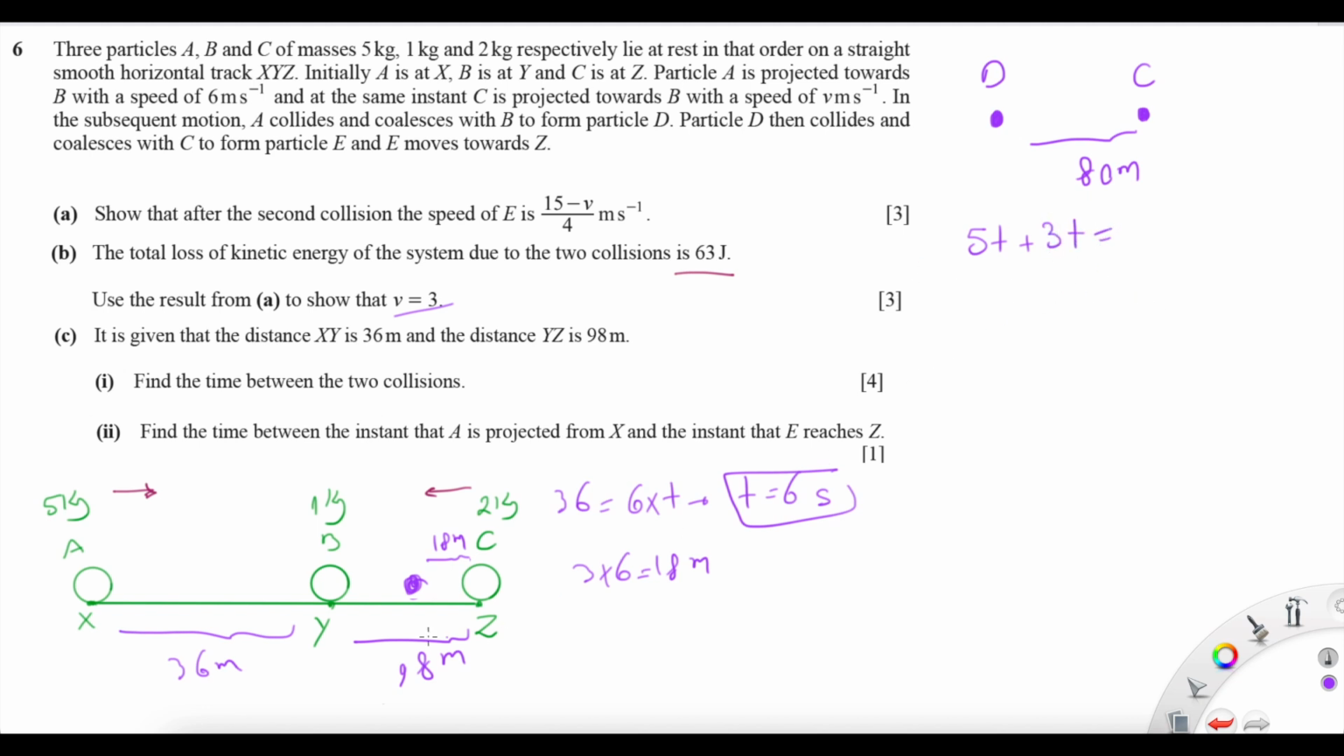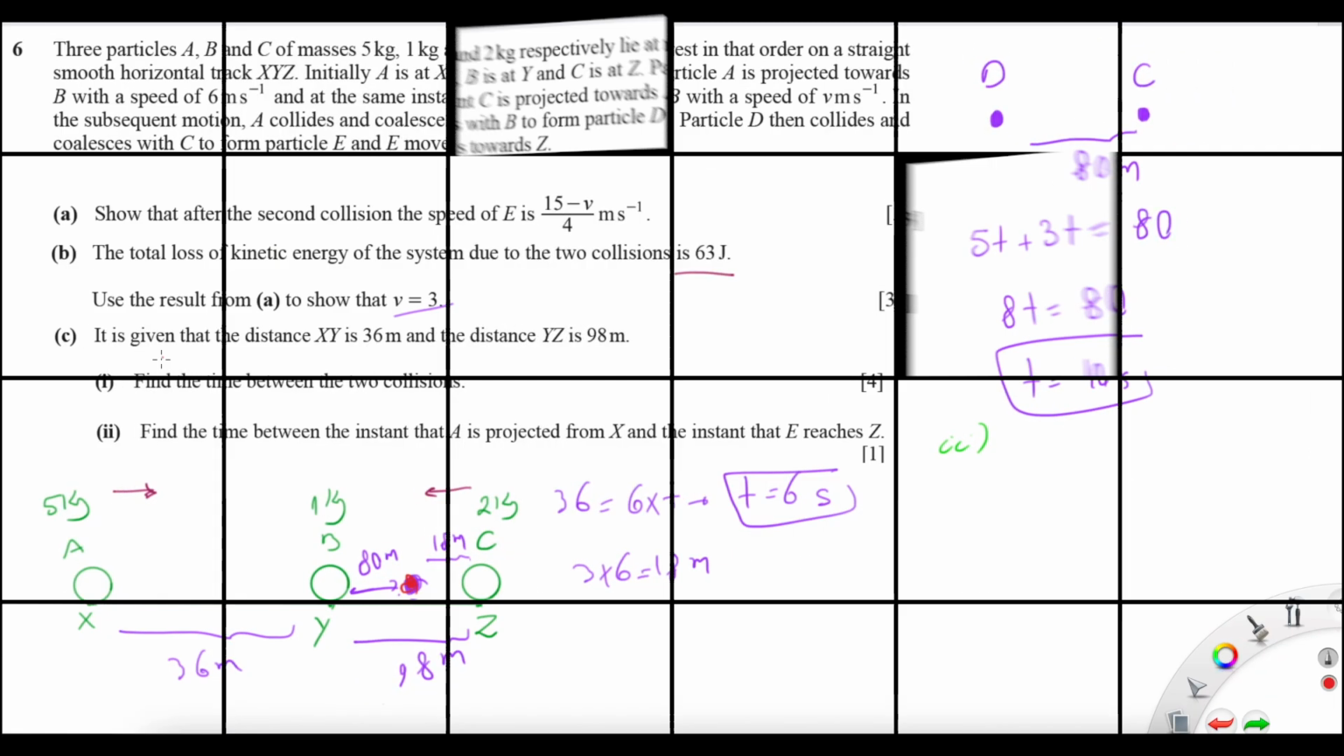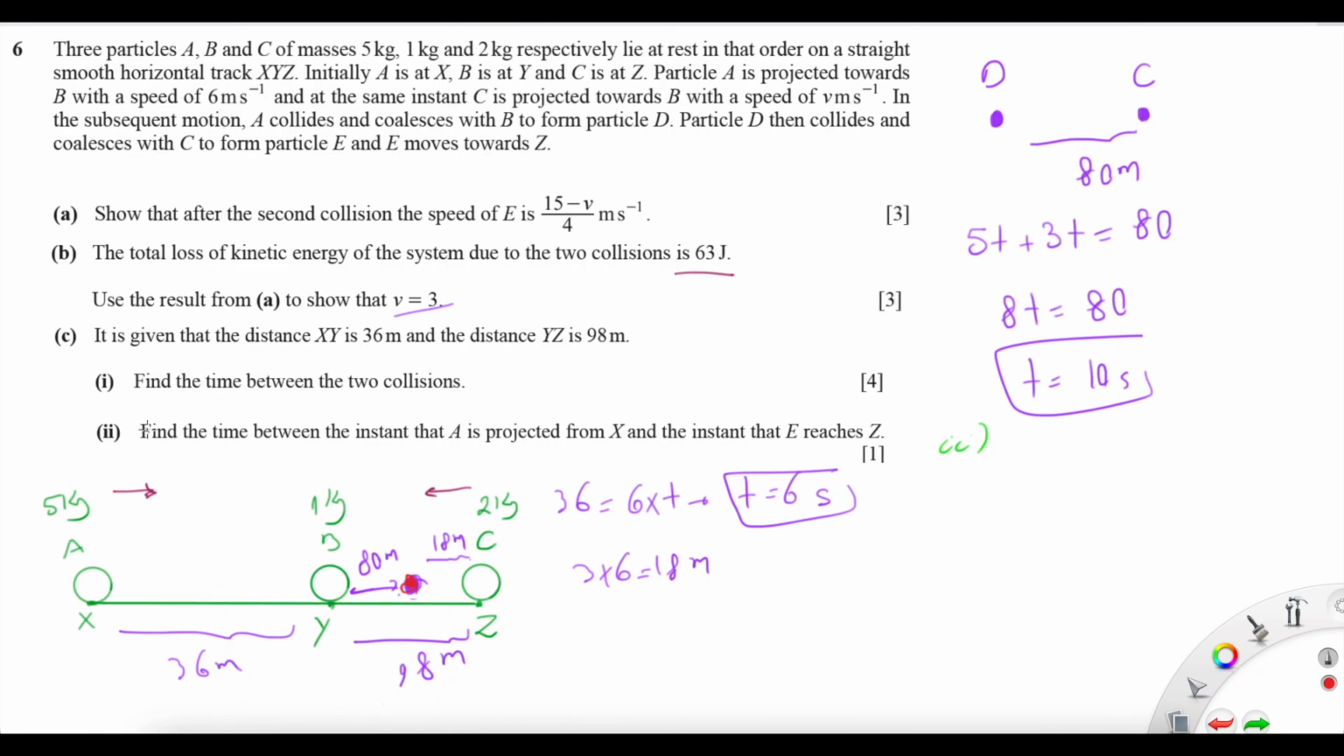So the total displacement, they are supposed to collide somewhere between, which is 80 meters. The sum of their displacements should be 80. So 8t will become 80. So t will be 80 over 8, which is 10 seconds. Now part C, second part: find the time between the instant that A is projected from X and the instant that E reaches Z.